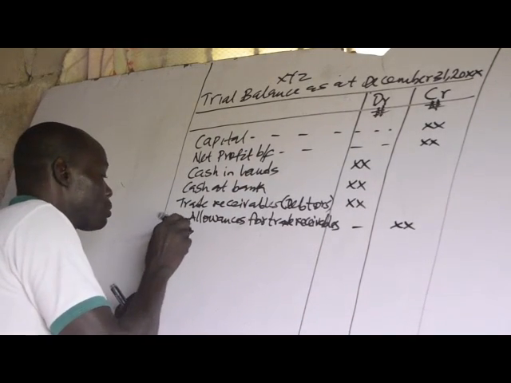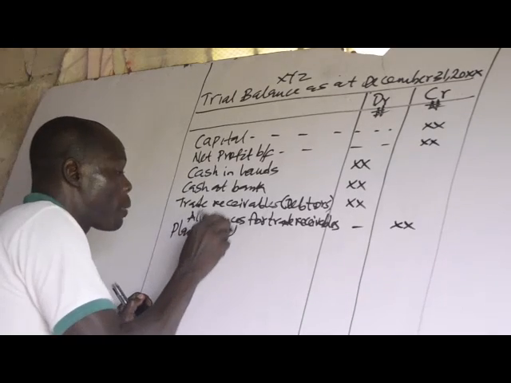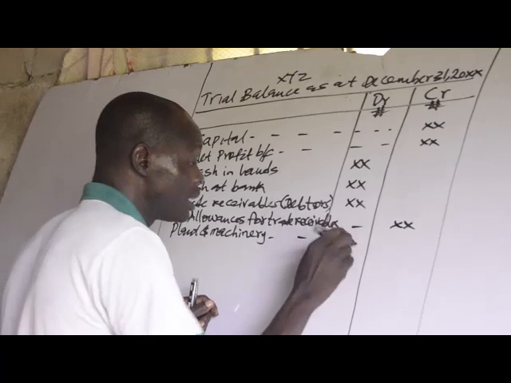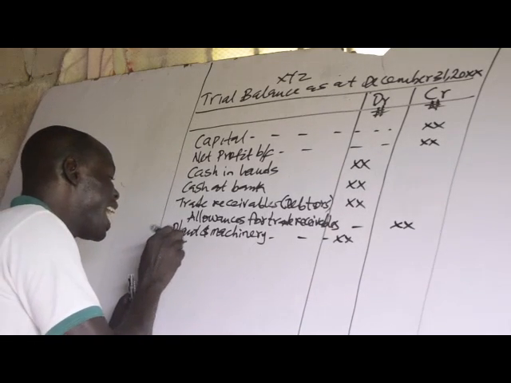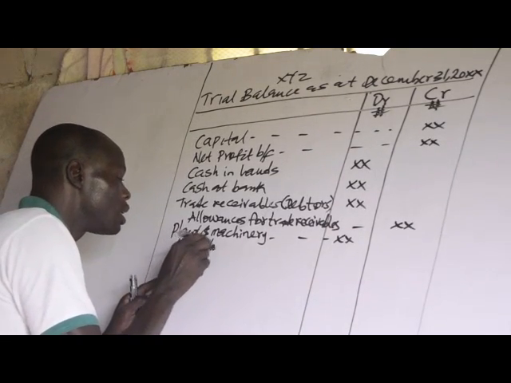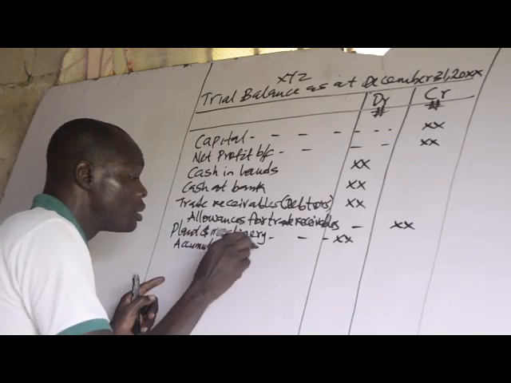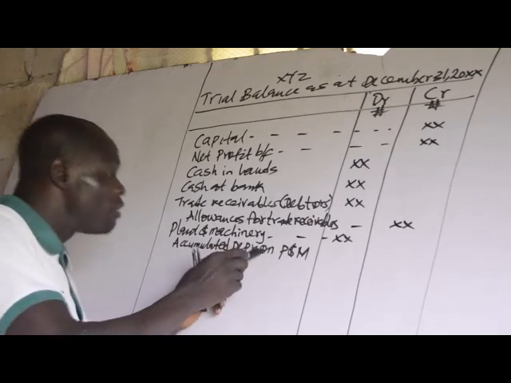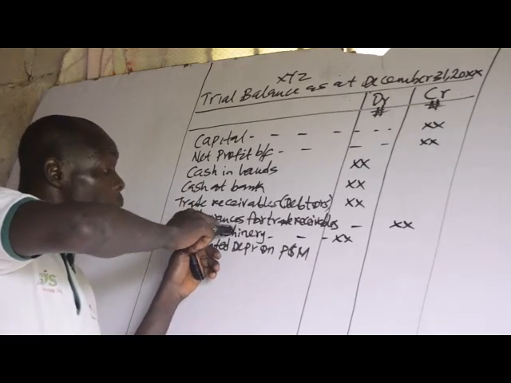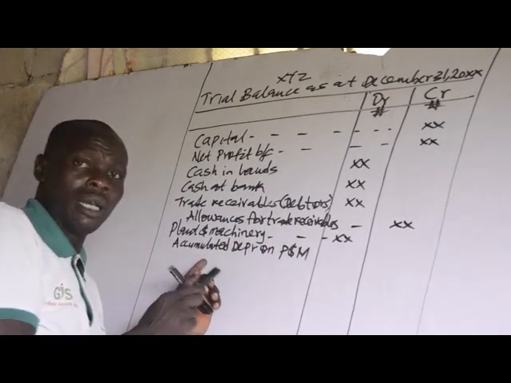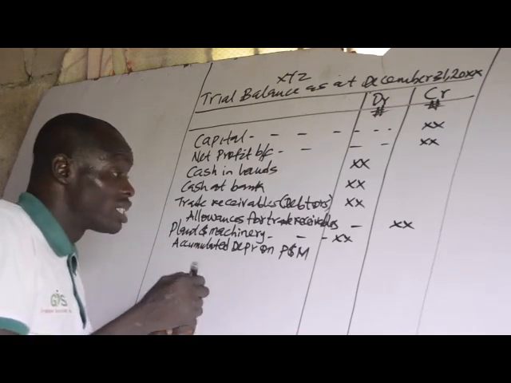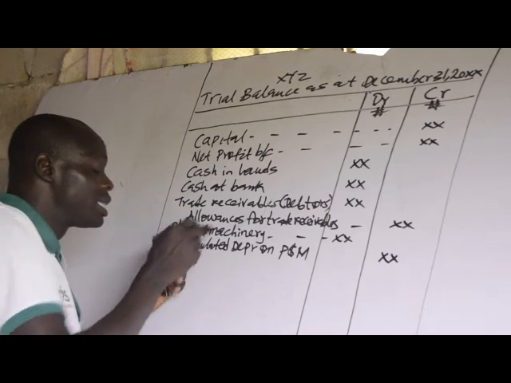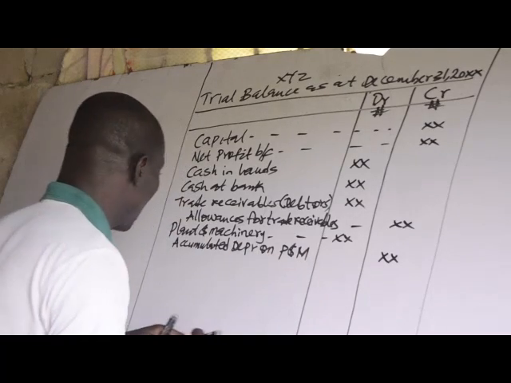Plant and machinery. Plant and machinery is your property. It's an asset. An asset should take a debit entry. Now, accumulated depreciation on plant and machinery. This is a provision made against plant and machinery that has received a debit entry. Therefore, that provision will take a credit entry. Remember, provisions made against the debit balance will take a credit entry.